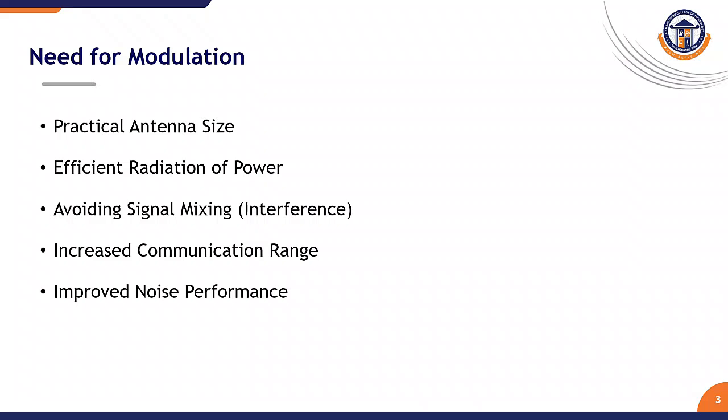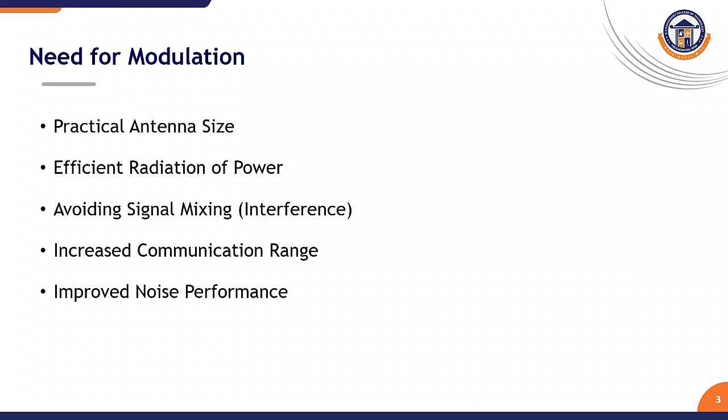Why we need modulation: the first important reason is practical antenna size. In order to reduce the antenna size, the modulation process is needed. Low frequency signals are not efficiently radiated into free space, and a large amount of power gets wasted during transmission. When modulation is applied, the signal is transmitted at a higher frequency, which improves the radiation efficiency and ensures that the transmitted power is efficiently utilized.